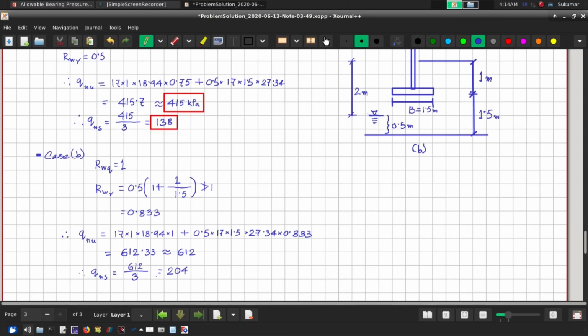Right? So now you see as we have lowered the groundwater table, the bearing capacity has increased from 138 to 204 safe bearing capacity, and similarly net ultimate bearing capacity has increased from 415 to 612. That's why dewatering always improves the bearing capacity, and when the groundwater table rises, the bearing capacity decreases. All right, so that's what we have learned now.